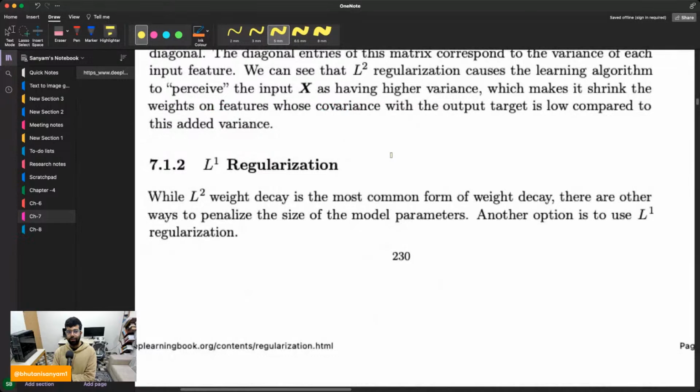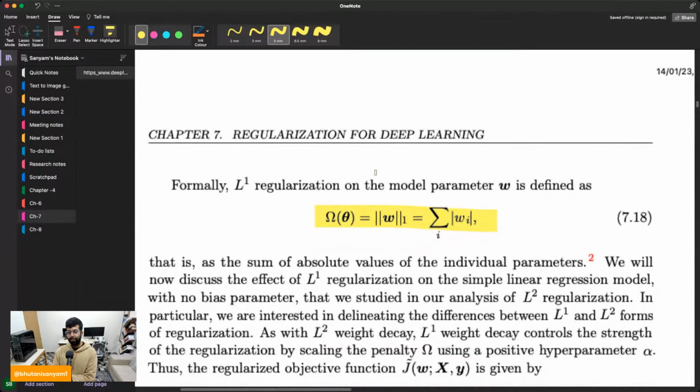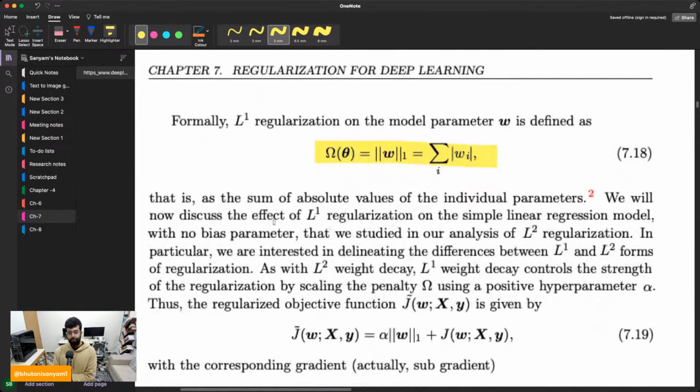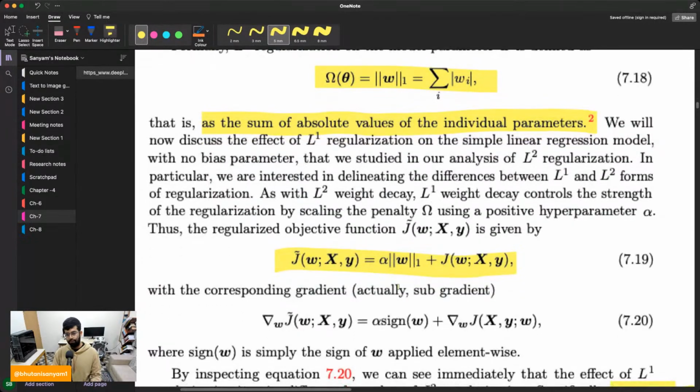After this, they introduce L1 regularization, and it can be denoted like so. Omega of theta is the absolute value of W1, which takes the sum of absolute values of individual parameters. So basically, add this term to the existing cost function with alpha.